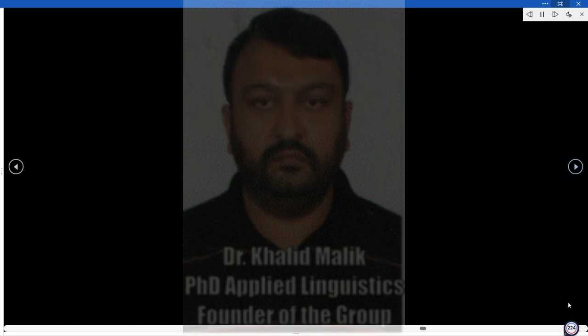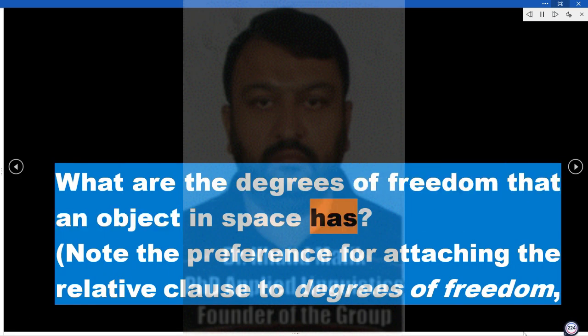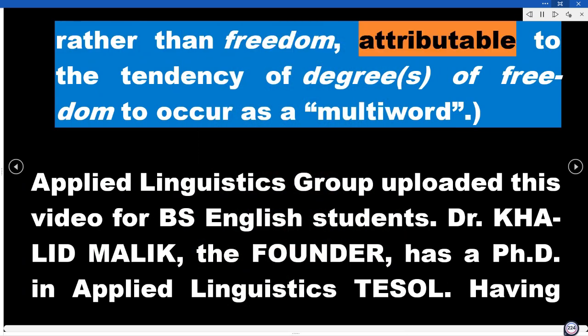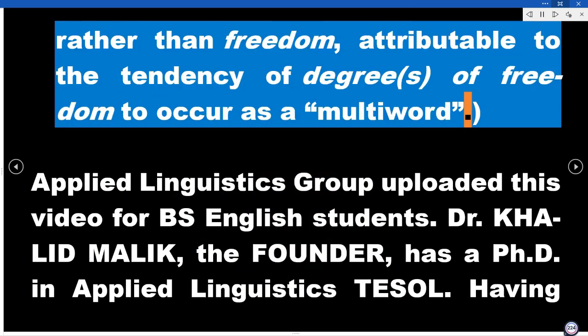Finally, the following example serves to illustrate the significance of frequency effects, though such effects are hard to disentangle from semantic biases for any single sentence. Improvements in parsing through the use of word and phrase frequencies provide more compelling evidence. What are the degrees of freedom that an object in space has? Note the preference for attaching the relative clause to "degrees of freedom," rather than "freedom," attributable to the tendency of "degrees of freedom" to occur as a multi-word.